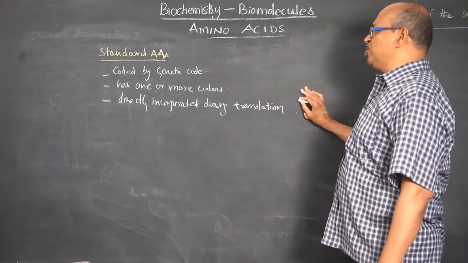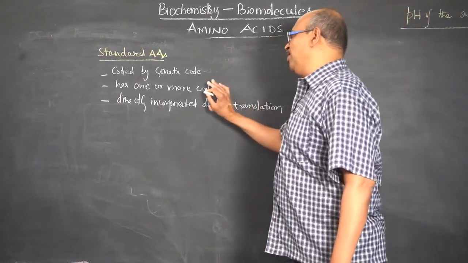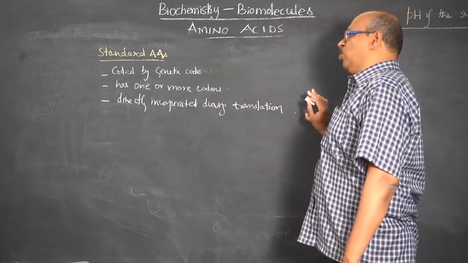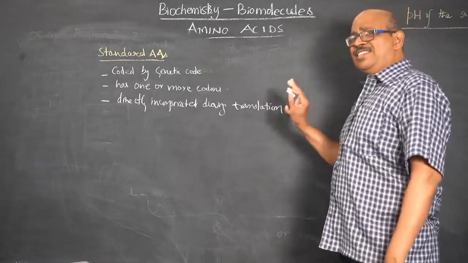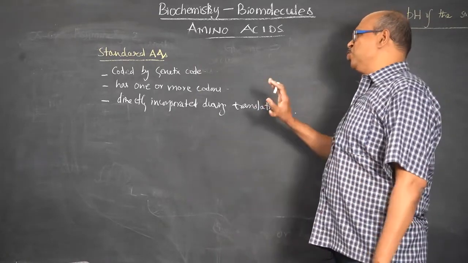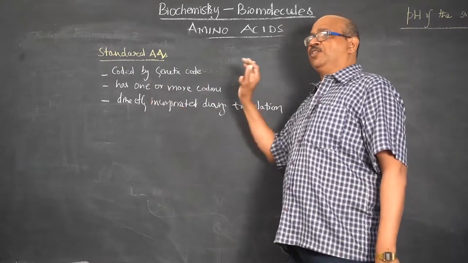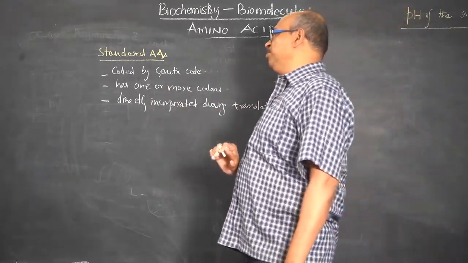The standard amino acid should be specified by the genetic code. It should have at least one or sometimes more than one codons. That codon will be specific for the given amino acid. And when the translation takes place, an aminoacyl tRNA should carry this amino acid and it should incorporate into the growing chain of protein or peptide.